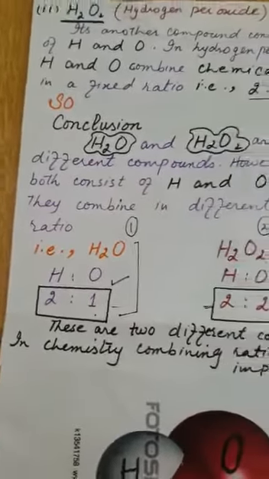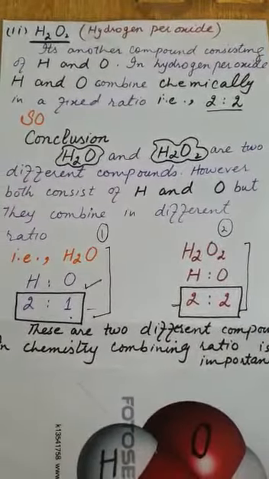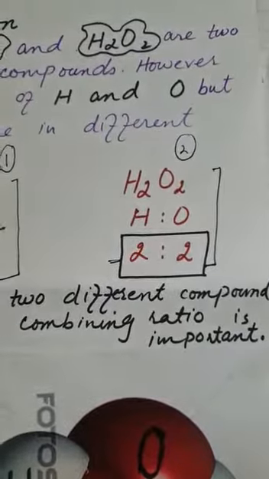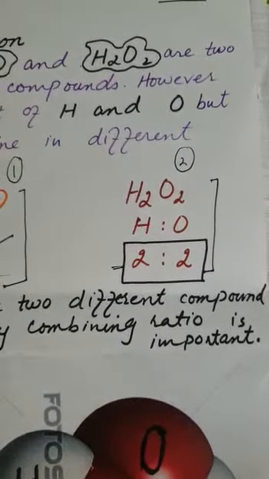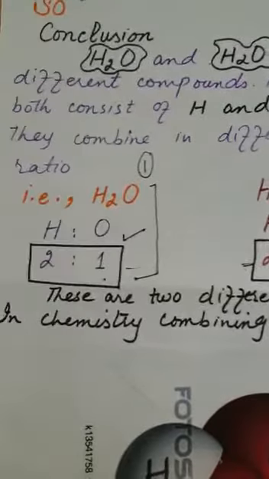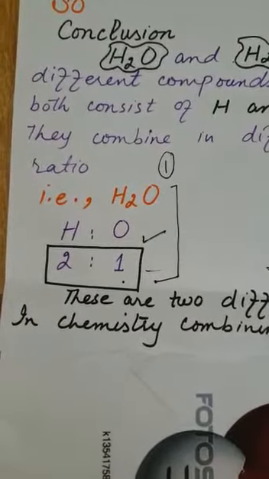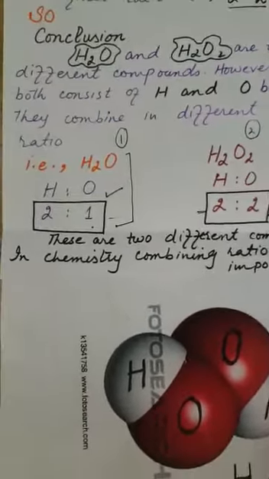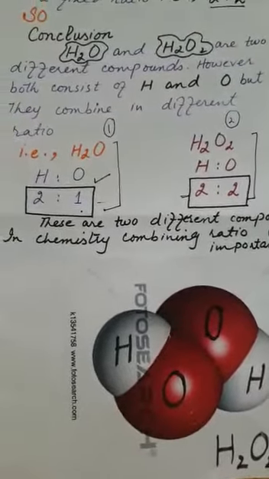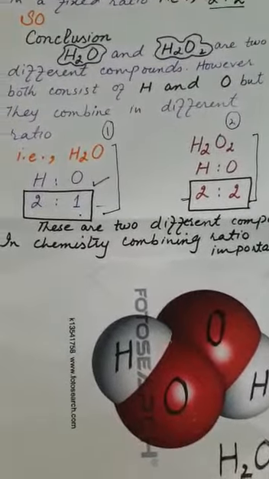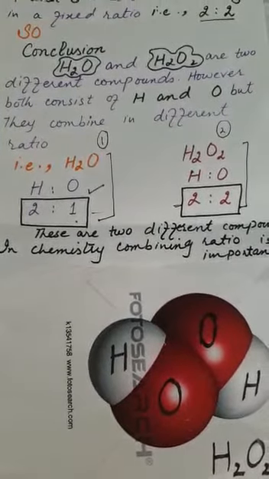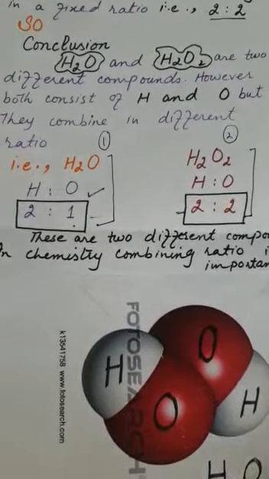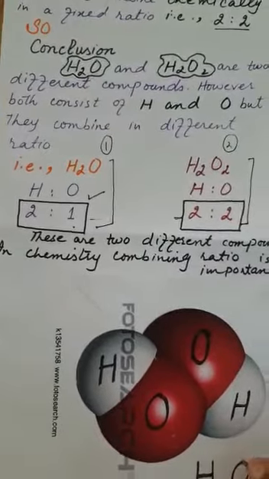In the second aspect we discuss another important chemical compound, that is hydrogen peroxide. Hydrogen peroxide consists of hydrogen and oxygen again, but the ratio between hydrogen and oxygen in the case of hydrogen peroxide will be 2:2. So this is the ratio of hydrogen and oxygen in the water molecule, and here we have the ratio for hydrogen and oxygen in hydrogen peroxide. It's very important to note that these are two different chemical compounds which are formed by the same elements, but their combining ratios are different from one another. For that reason these two chemical compounds are different from one another, they are not the same.